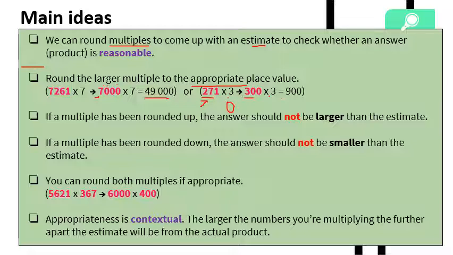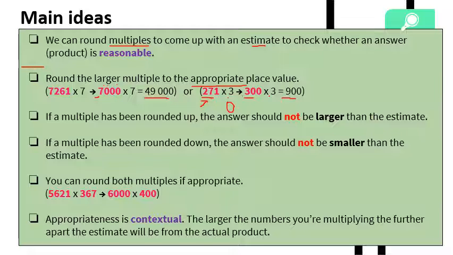Now, if one of your multiples has been rounded up, like in this situation with 271, the answer should not be larger than your estimate answer. So there's no way that this multiplication problem can have a product or an answer that is larger than 900, because I've actually rounded this up. So it should be smaller than 900, but it should be relatively close to that.